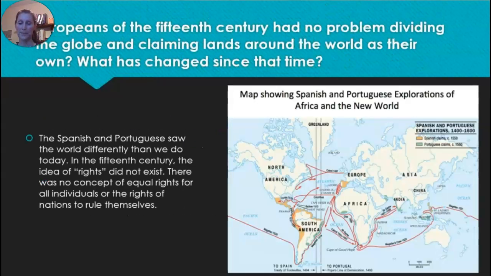Europeans of the 15th century had no problem dividing the globe and claiming lands around the world as their own. What has changed since that time? So the Spanish and Portuguese saw the world differently than we do today. In the 15th century, the idea of rights did not exist. There was no concept of equal rights for all individuals or the rights of nations to rule themselves.